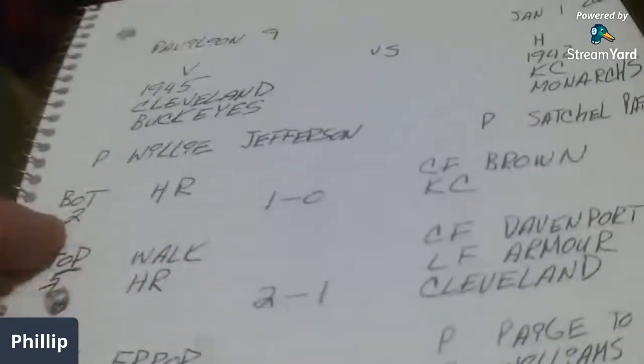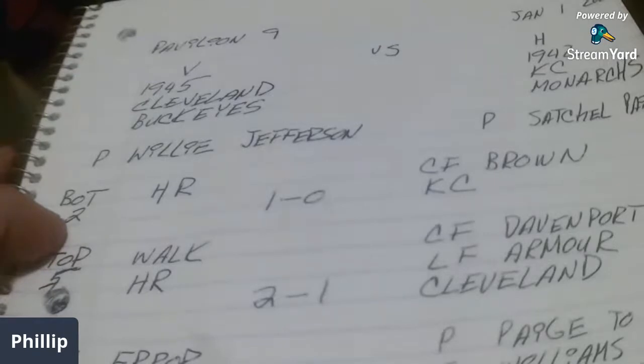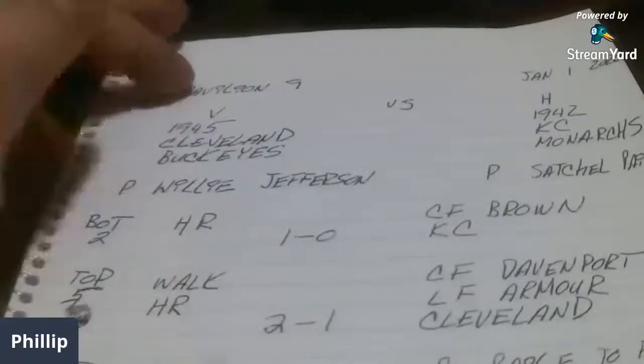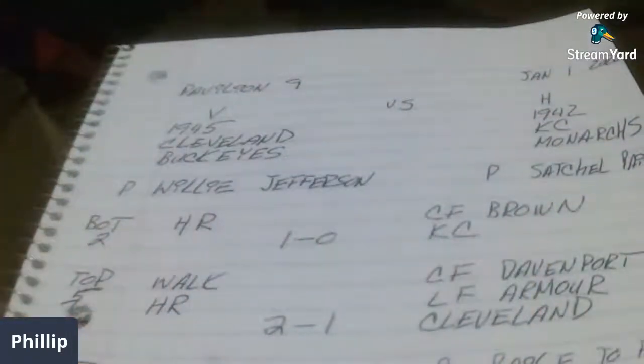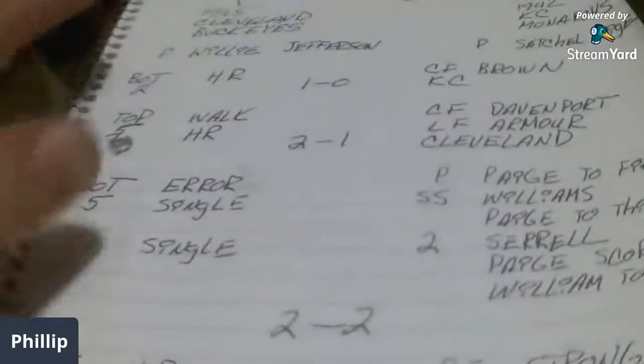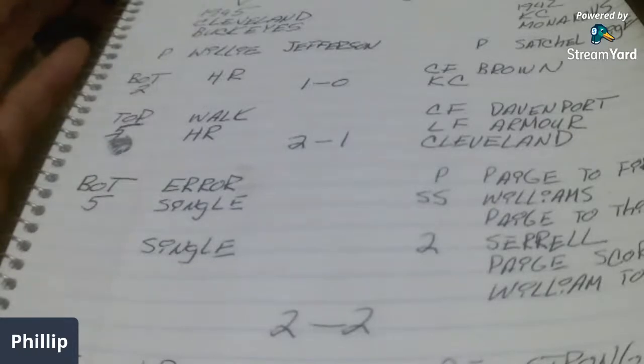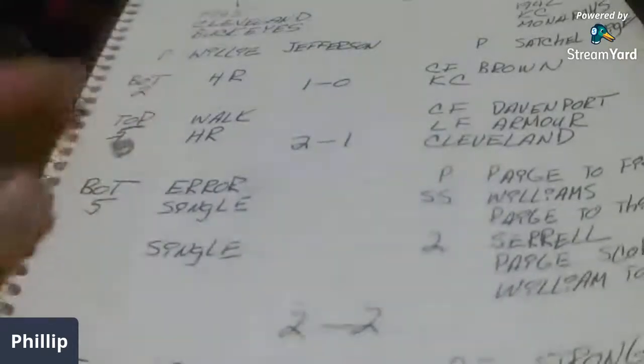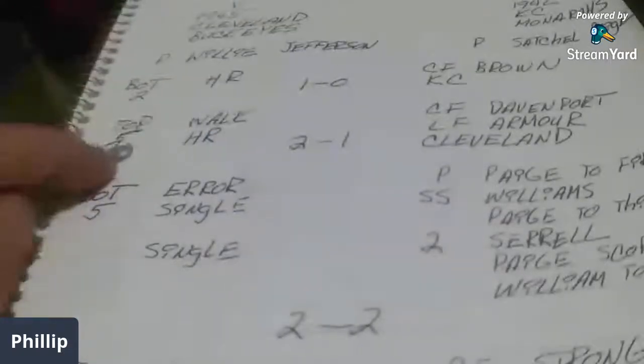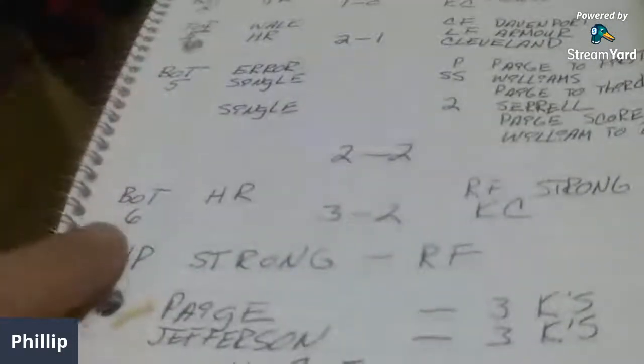Hey Appachatter, hey SMR, I'm showing you how I created my box score after my last game. Basically, I put the episode, the date, who was the visitors, who was the home team, the pitchers, and then I only want to be concerned about the innings where there was actually a score. That's the reason why I have the bottom of the second, the top of the fifth, the bottom of the fifth, and the bottom of the sixth, because that's where all my scoring was.